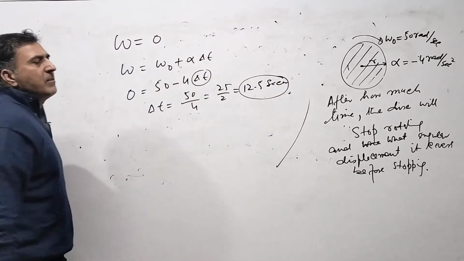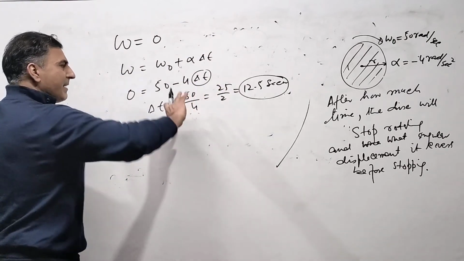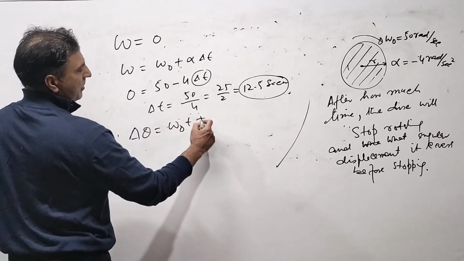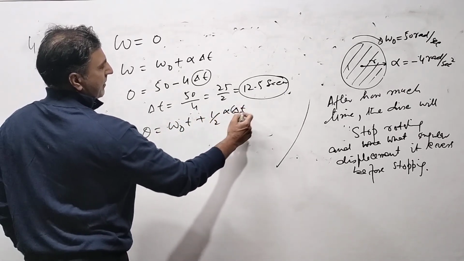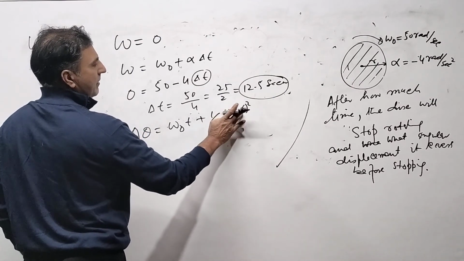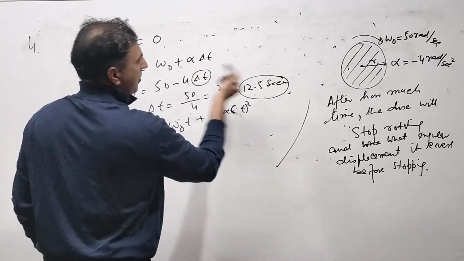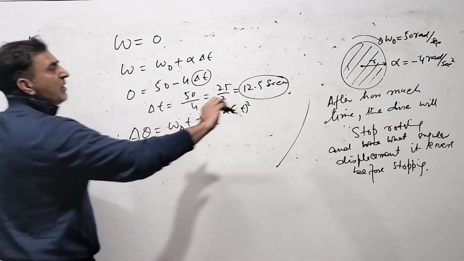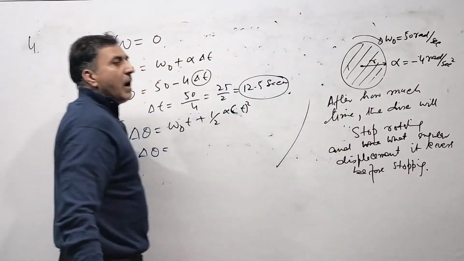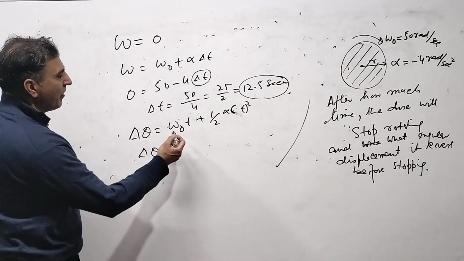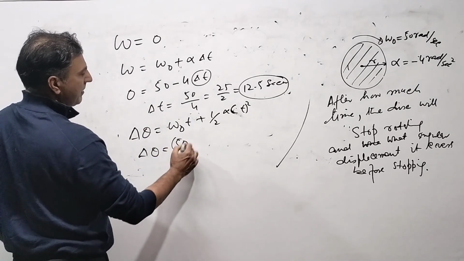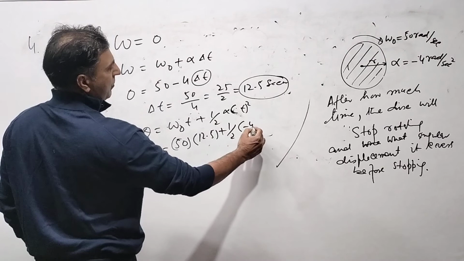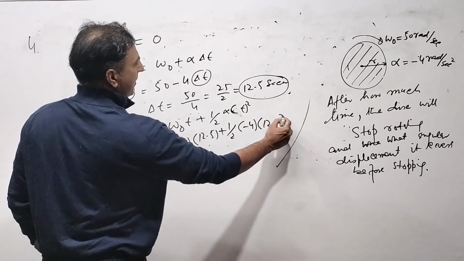So how much angle does it traverse before it stops? In this much time, how much angle will it traverse? That is delta theta is equal to omega 0 t plus 1/2 alpha delta t square. t is the same, 12.5 seconds. Now delta theta is the angle that this radius vector covers up to its stop. Omega 0 is 50, time is 12.5, plus 1/2, alpha is minus 4, and t square is 12.5 whole square.